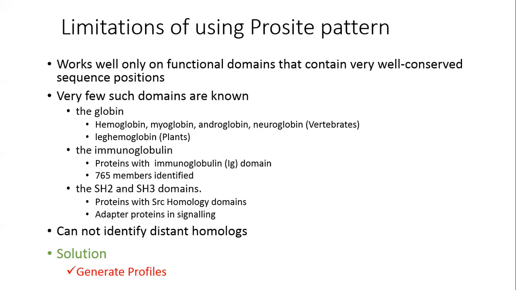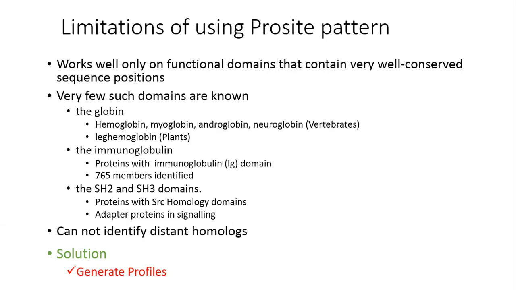Say, for example, the proteins present in the globin family. Proteins in the globin family might include hemoglobin, myoglobin, androglobin, and neuroglobin, which are present in vertebrates. In plants, you can have leghemoglobin. That means this globin family is conserved throughout evolution.